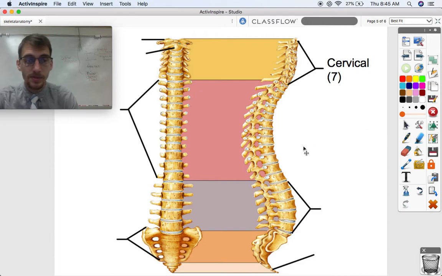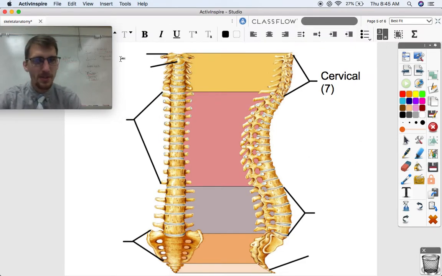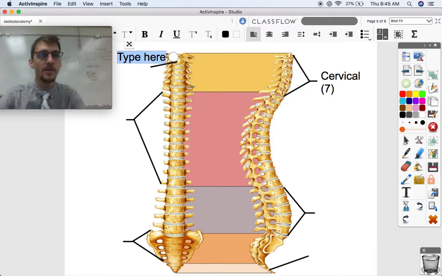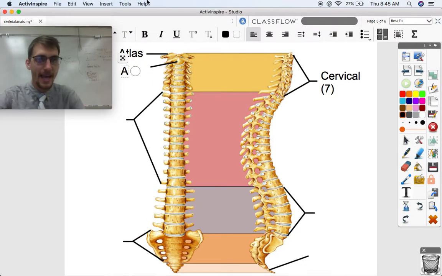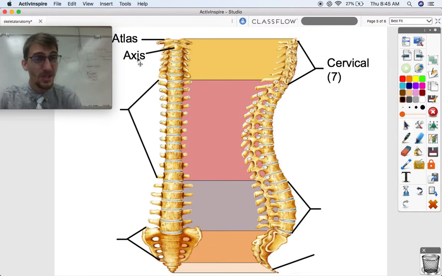And they're aptly named C1, C2, C3. Except C1 and C2 have special names. This is called your atlas, the very top neck bone, which helps rotate your head a little bit. And just beneath that is the axis. So C1 and C2 are called the atlas and axis. And you have 26 vertebrae here, so when we add all these up, it's going to add up to 26.